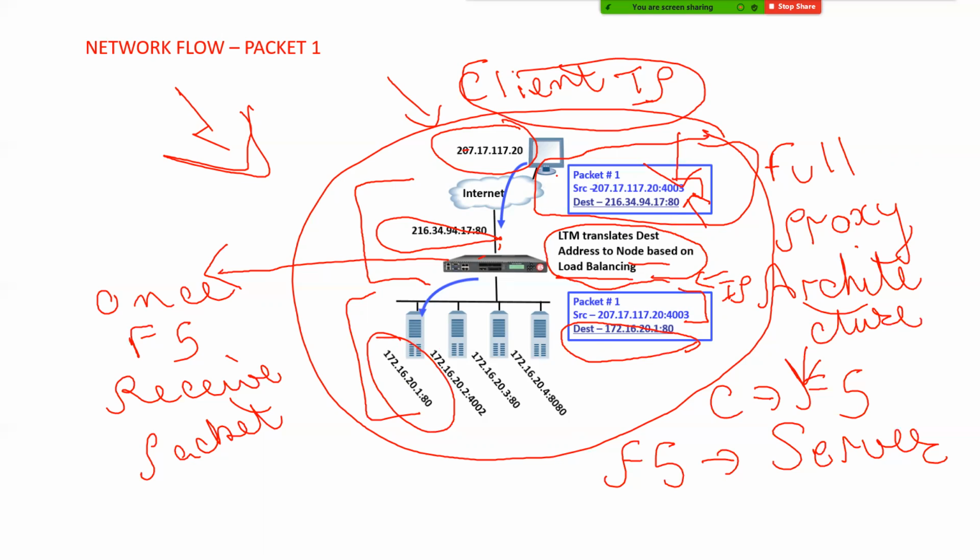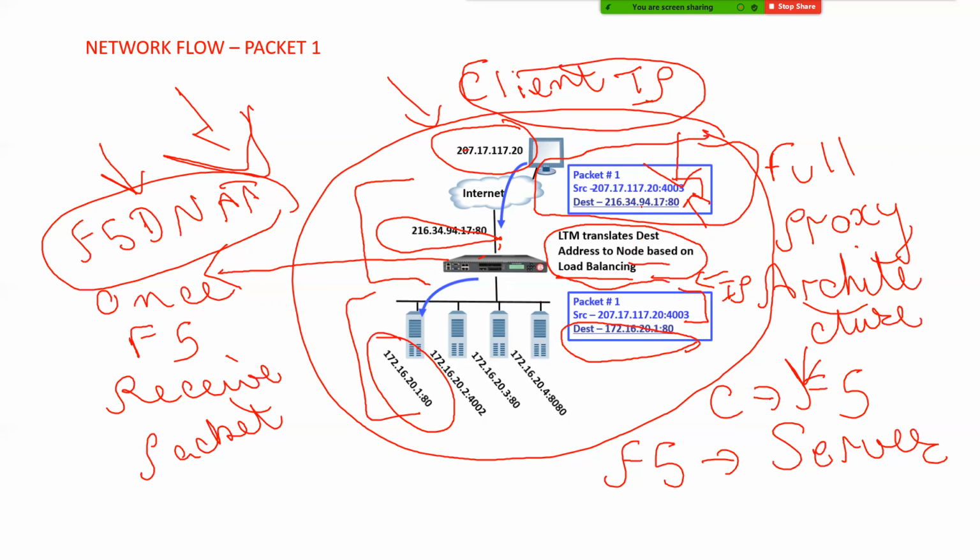So please note this down, this is very important. Someone says that F5 uses destination NAT. So destination NAT is a wrong term. F5 does not do any NAT. By default, it translates your destination address to the node based on your load balancing algorithm. So there is no concept that we need to turn on any NAT or something. It's default behavior: LTM translates your address to the node based on your load balancing algorithm.